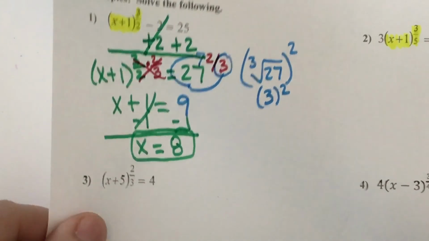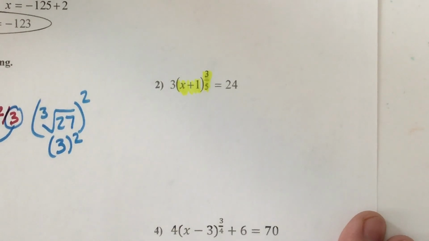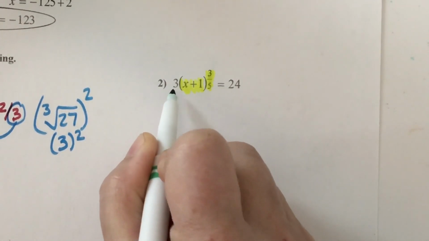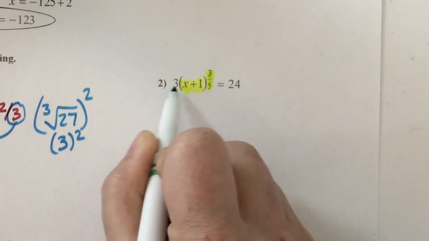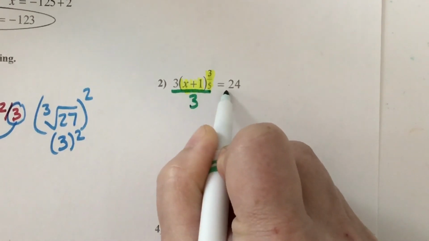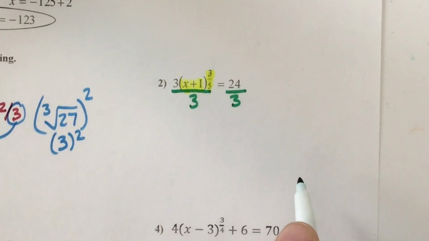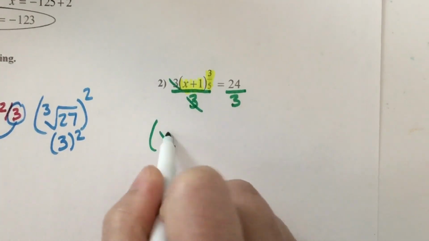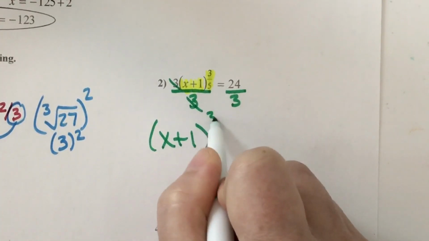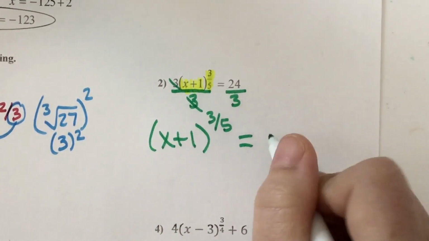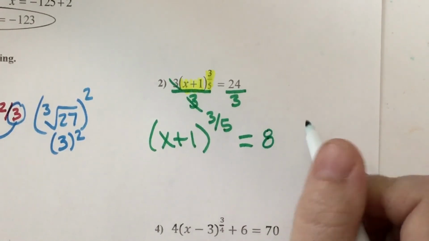All right, let's look at number 2. All right, so I need to get the stuff in parentheses with the fraction exponent by itself. So to get rid of this 3, since it's smushed against the parentheses, it's multiplied. So to get rid of multiplication, I divide. So I'm dividing both sides by 3. The 3 divided by 3 is 1, so that goes away. So that leaves x plus 1 raised to the 3/5. And on the right-hand side, 24 divided by 3 makes 8.